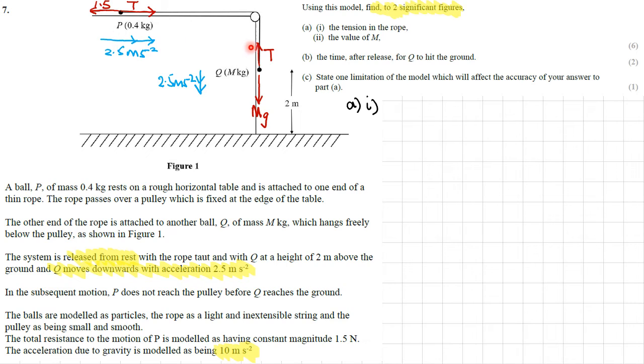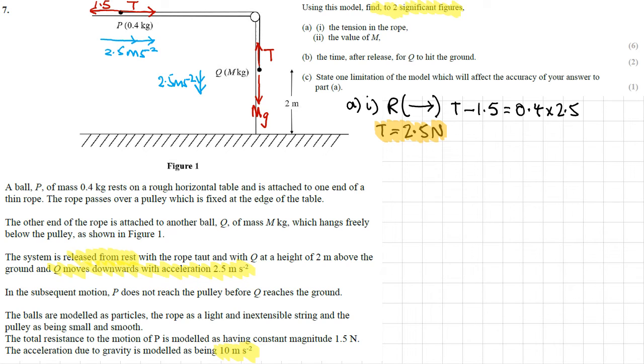Okay, so part A, tension in the rope. To find the tension, I either need to write an equation of motion for Q or for P. If I do it for Q, I've got two unknowns, so I'm going to write an equation of motion for P. That means that I'm going to be resolving horizontally. So that will be T minus 1.5, there's my resultant force, is equal to MA, 0.4A, and A is 2.5. If I solve that for T, so do 0.4 times 2.5 and add 1.5 to both sides, I'll get the tension as 2.5 newtons.